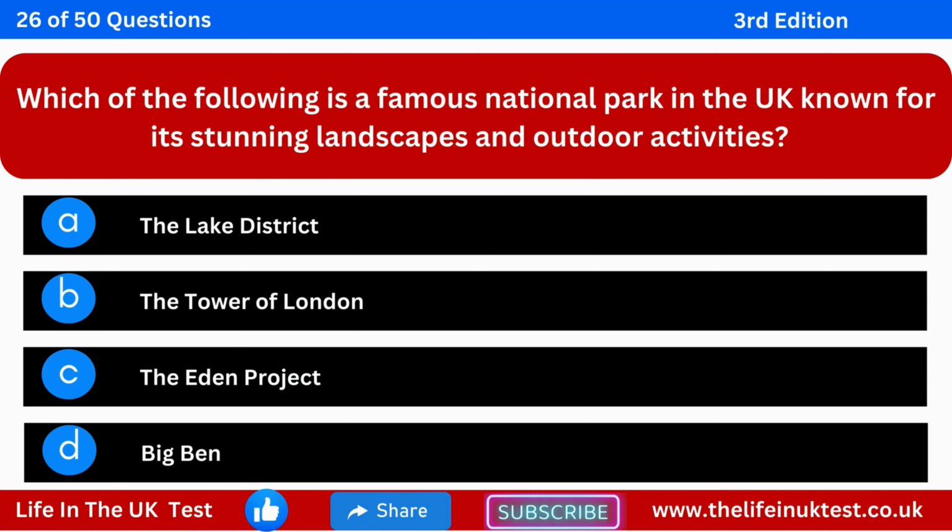Which of the following is a famous national park in the UK known for its stunning landscapes and outdoor activities? Option A: the Lake District. Option B: the Tower of London. Option C: the Eden Project. Option D: Big Ben.